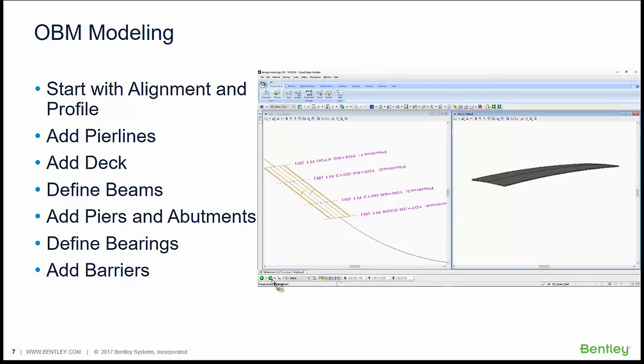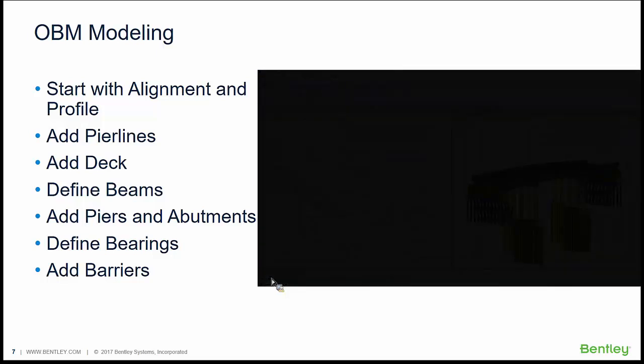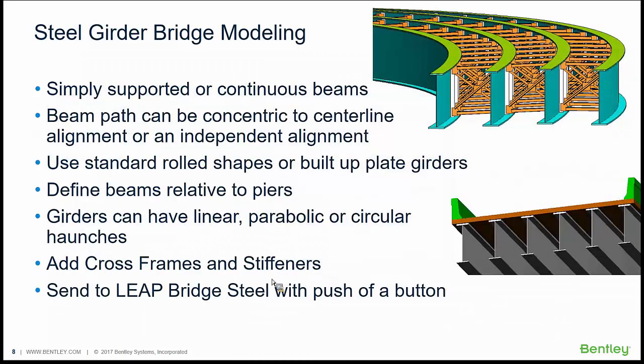We add some pier lines, we add a deck, and then we go through and define the beams on the structure, and then we go about adding the substructure items. So piers, abutments, bearings, wing walls, those sorts of things can be added. And then finally go in and add barriers. We could potentially add 3D cells to the model as well.